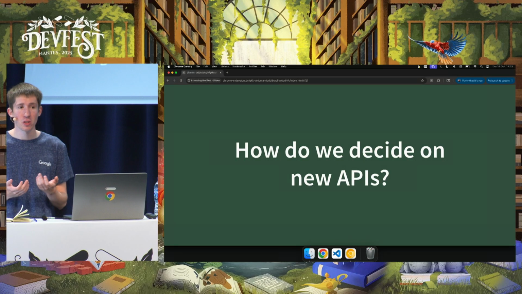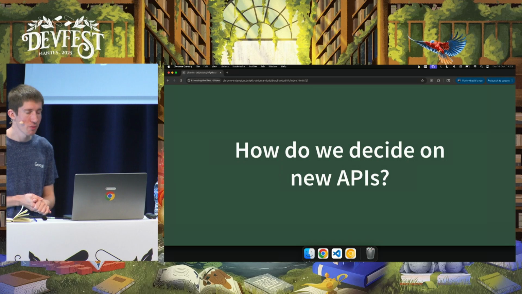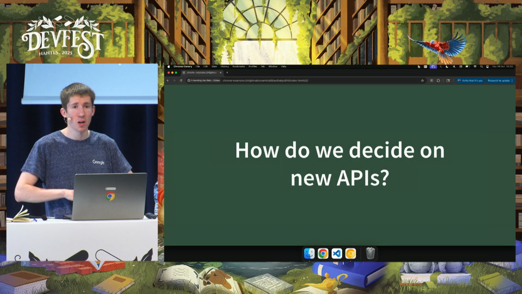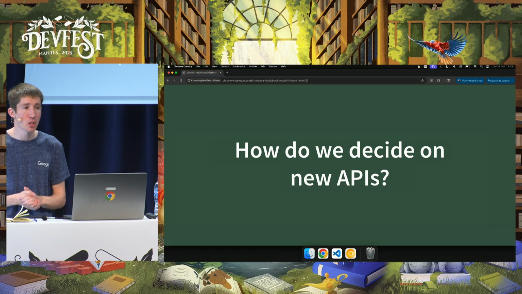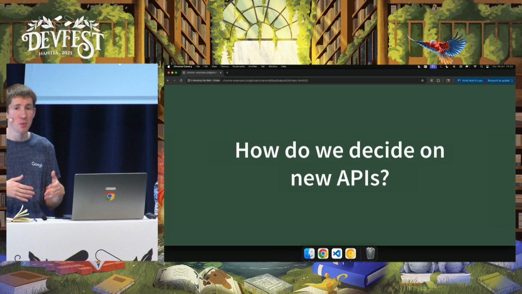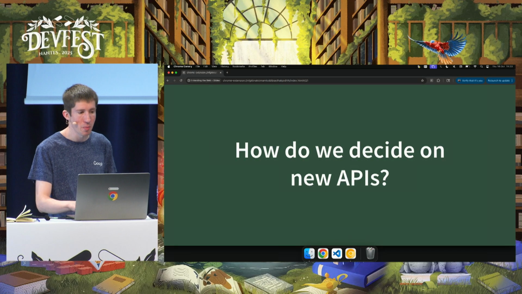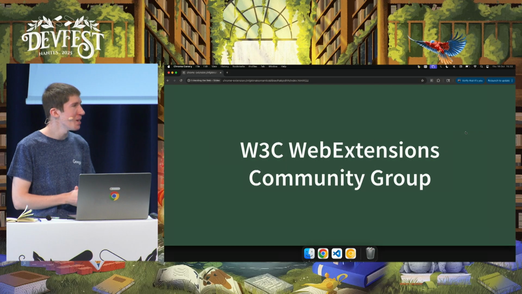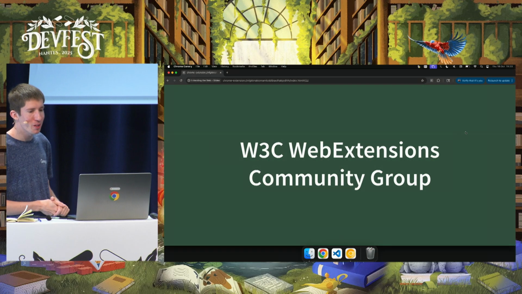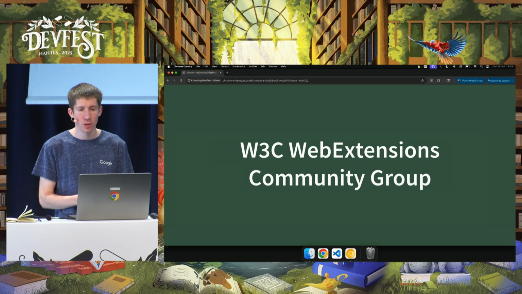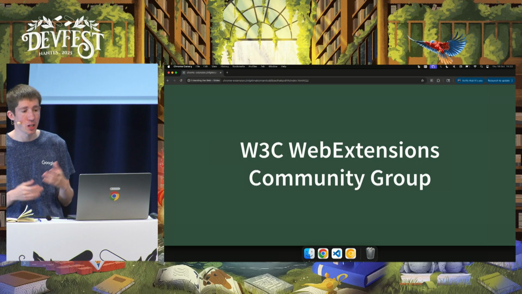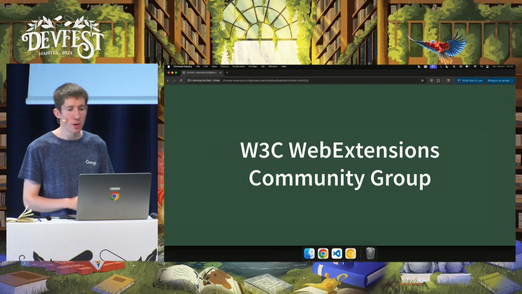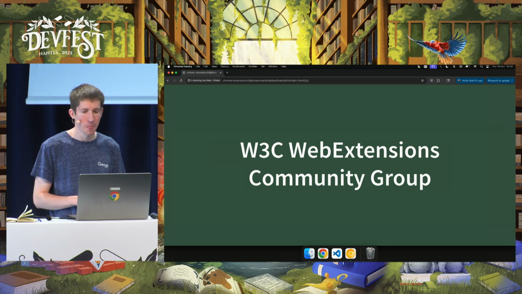But as I mentioned, a lot of the APIs that we have, especially for the web extensions ecosystem, are across all of the browsers. So we do actually have a process where we meet with the other browsers to decide on what those new APIs should be. And so for this, we have the W3C WebExtensions Community Group. And so this is a community group where we meet with the other browser vendors in the community to discuss what we should add to the extensions platform.